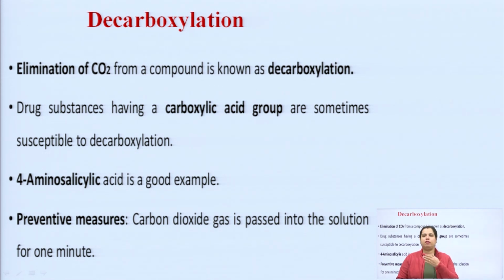Decarboxylation means the removal of the COOH group from the preparation or drug. So, elimination of carbon dioxide from a compound is known as decarboxylation. Drug substances having carboxylic acid groups are sometimes susceptible to decarboxylation, right. For example, 4-amino-salicylic acid is a good example. As a preventive measure, carbon dioxide gas is passed into the solution for a minute, right. So, generally to avoid decarboxylation, carbon dioxide gas is passed into the formulation to maintain its appropriate quantity.